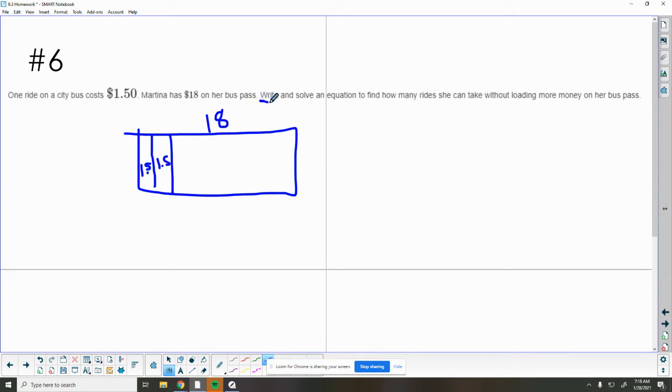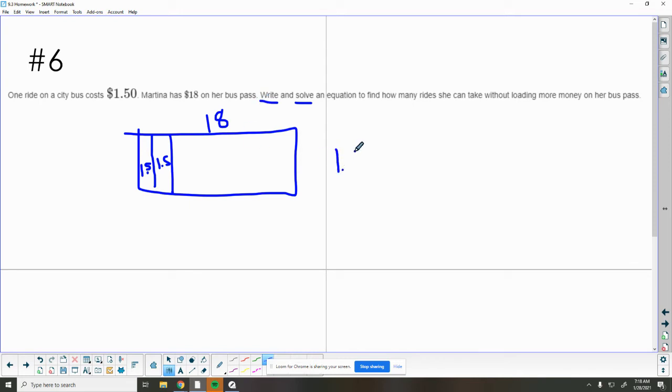So first we need to write an equation and then solve it. So this has two parts to it. How many rides can she take without loading more money on her bus pass? So how many complete rides without putting more? So even if there's $1 left, that doesn't allow her to ride on the bus again without putting more money on there. So first we want to write this equation.